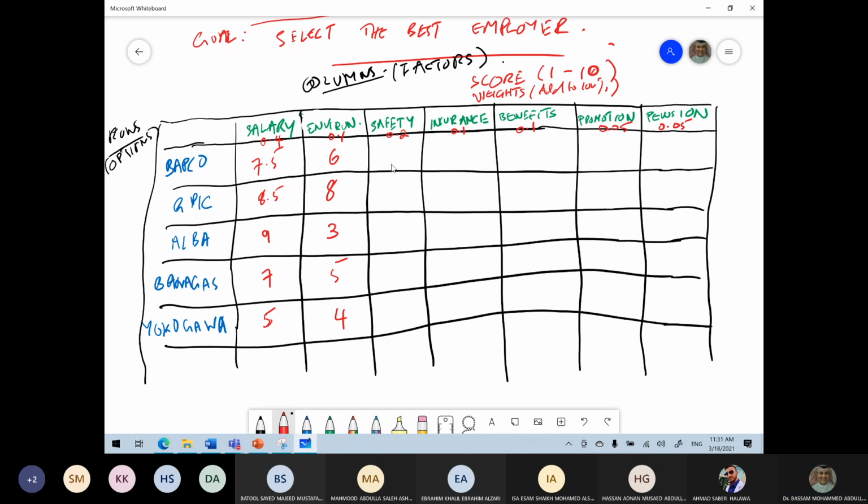Safety wise, Babco, safety 8. Babco is very safe, by the way, very safe. They care a lot about it. GPIC 9. Okay. Alba 2. Mahmoud, I vote for 2 as well. Okay, both of you have taken training in Alba, it seems. Not exactly, but I heard about it. Okay. Benegas, let's say 9.